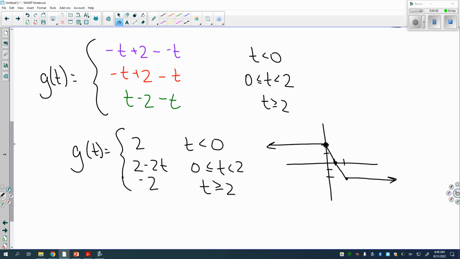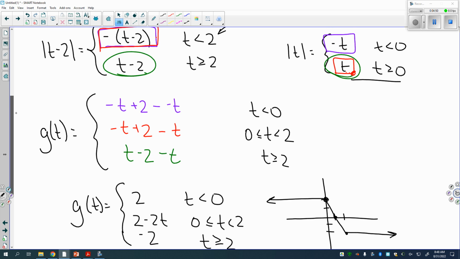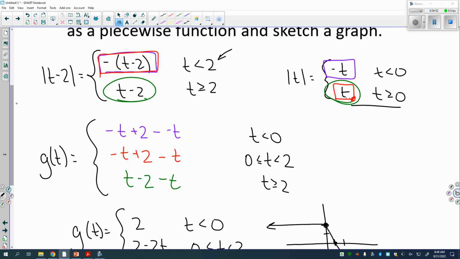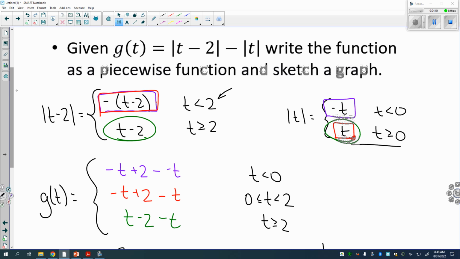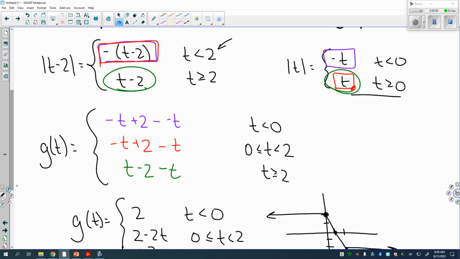Be careful that when you make this piecewise function, you do it in the same order as the original function. I had to do the t minus 2 part first, and then minus the t part. That's what I did every time here with these different colors. Make sure you're grabbing them from the right spots. It can be a bit tricky, but if you watch it and take your time, you'll be okay.